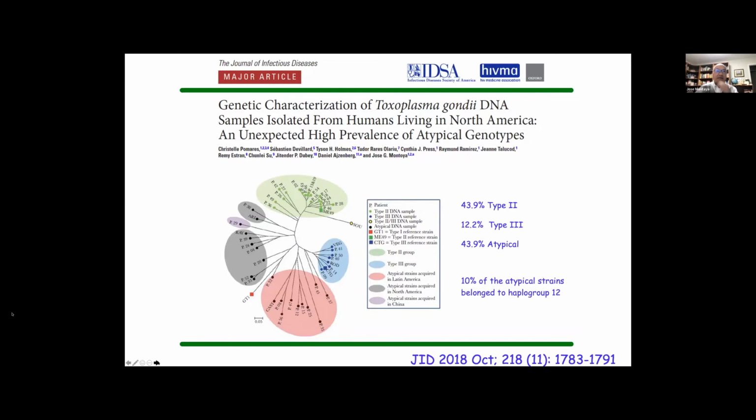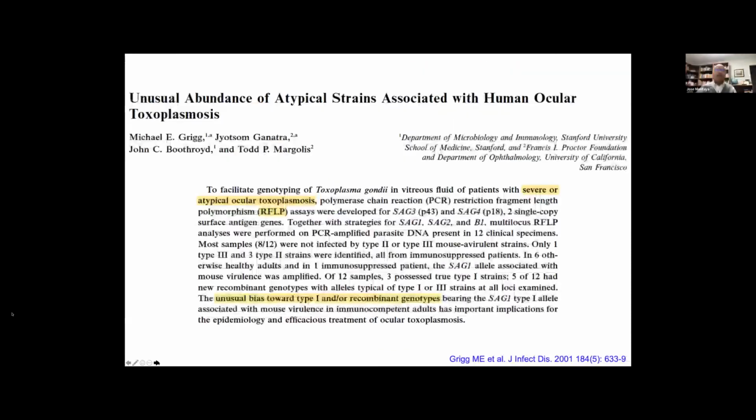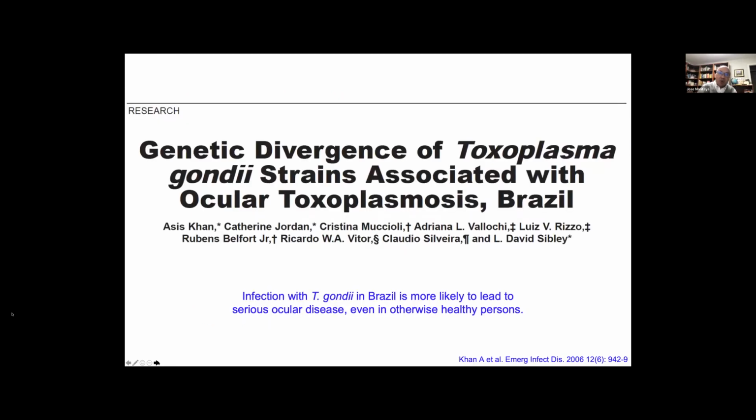And 10% of the atypical strains belong to the so-called haplogroup 12, that as soon as you hear haplogroup 12, your mind should race into wildlife, organisms that are coming from deer in the wildlife. There was a report by John Boothroyd and Michael Grigg that the strains that they were able to get from patients having ocular disease, not just focusing on the ocular disease, were more atypical than expected. And this caused a lot of uproar for the possibility that the parasite had some tropism for the retina, in terms of the atypical strains affecting more the eye.